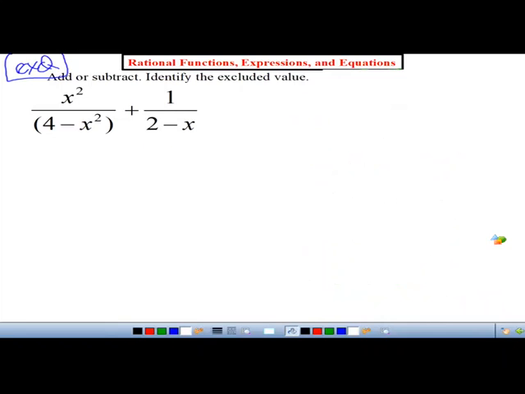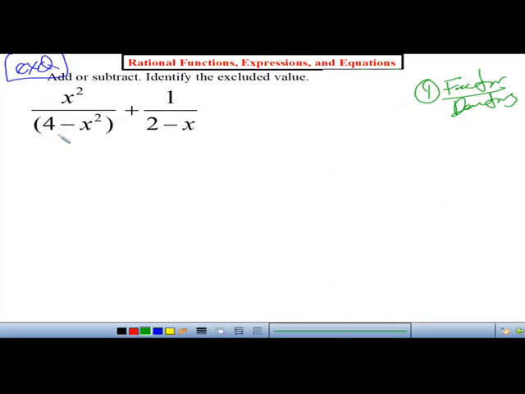So let's go to this one. Let's get started. Step 1, we need to factor the denominators. Okay, Ivan, what do you notice on the first denominator? It's not in standard form. So we write it in standard form, negative x squared plus 4. All right, let's factor it.